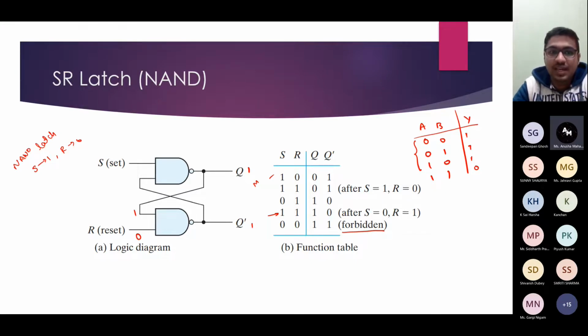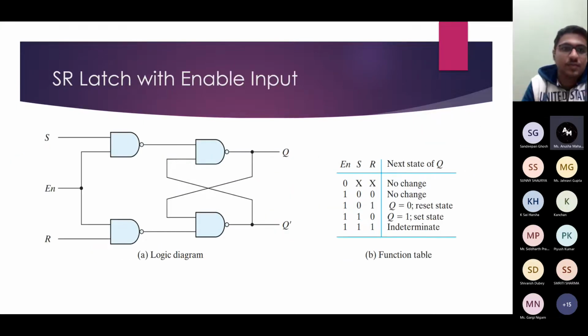So basically, SR NAND latch and NOR latch are complements of each other. Means when S is the set, here S complement is set. Now this is the SR latch with enable input. Here you can see there are two extra NAND gates, and there is a third signal that is called enable.